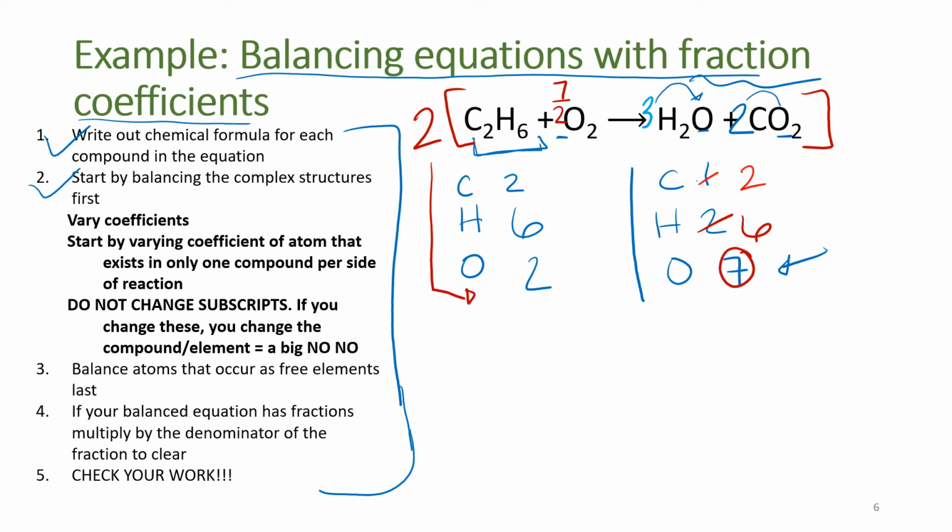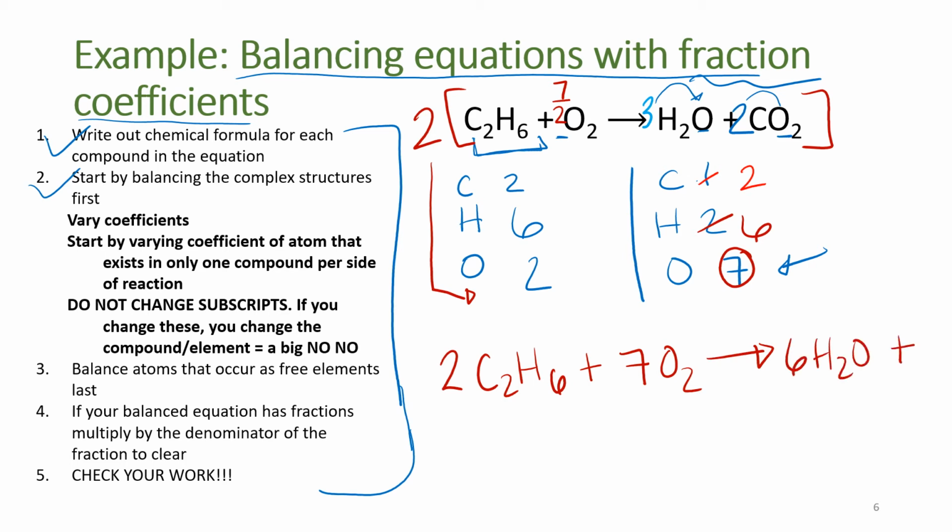Just getting this out the way. It'll be 2C2H6 plus 7O2 gives us 6H2O and 4CO2. So now we have it balanced, and now you can check it.